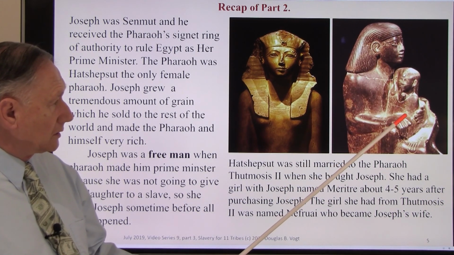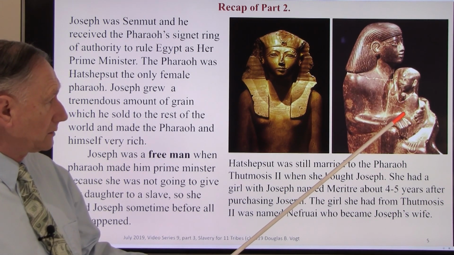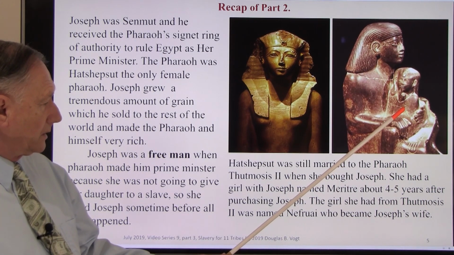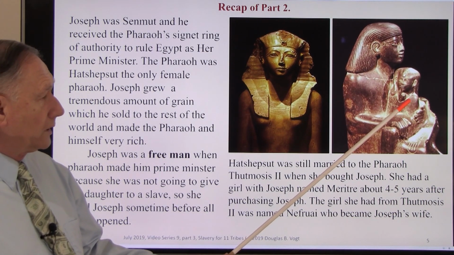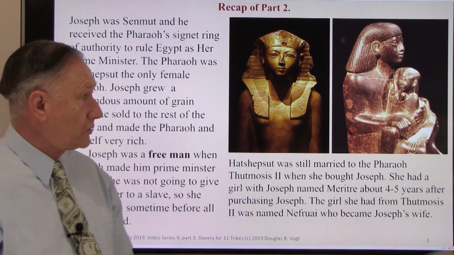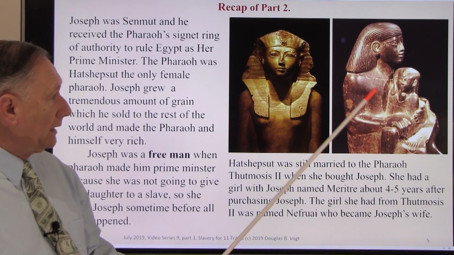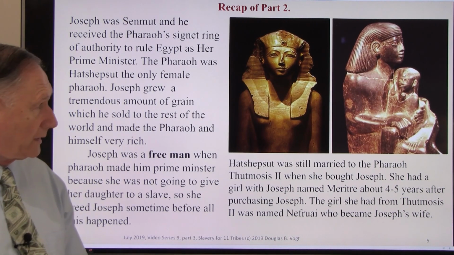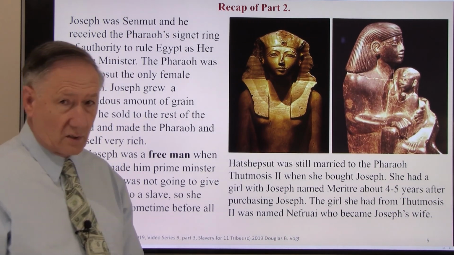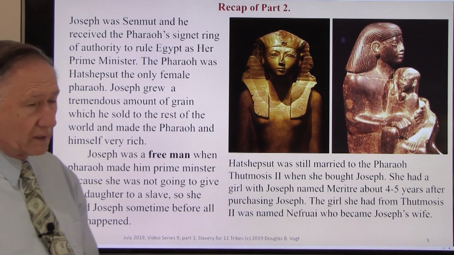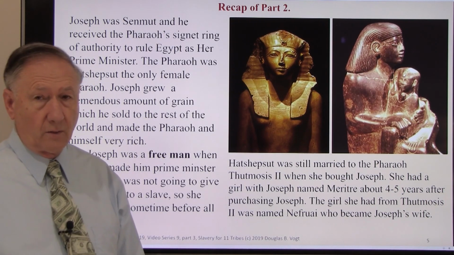One of his jobs as a youngster was teaching her child, Nephuri, who was the Pharaoh Tutmosis II's real daughter. She's about 3 or 4 years old here, and he was instructing her when he was first bought as a slave. The Torah gives a good explanation of what he did and what his jobs were.